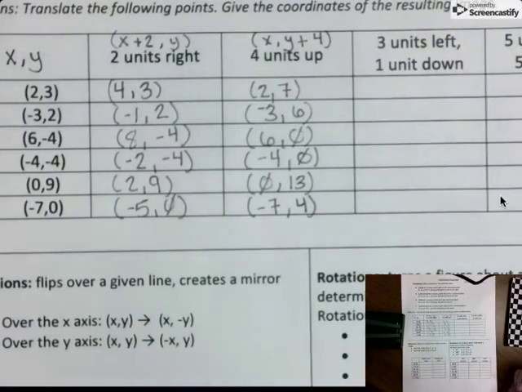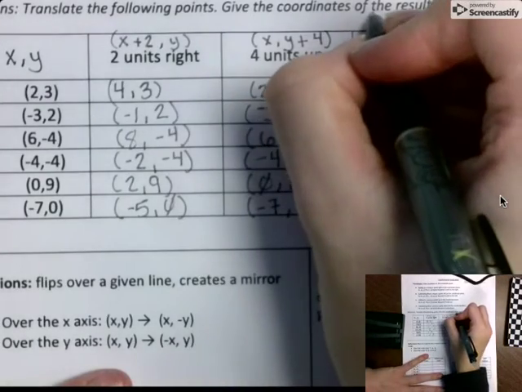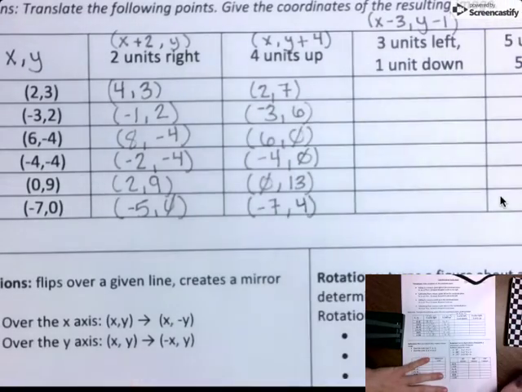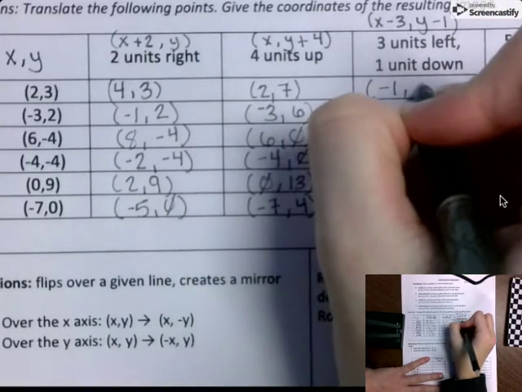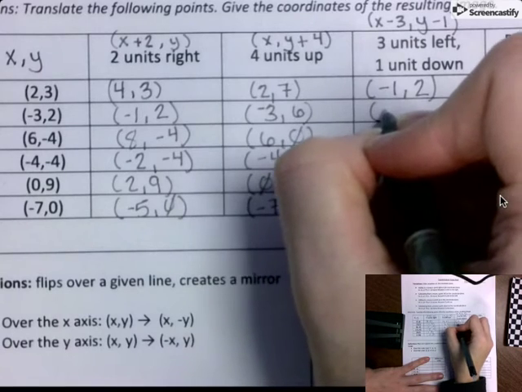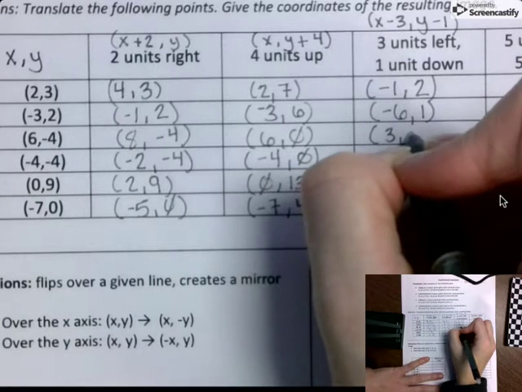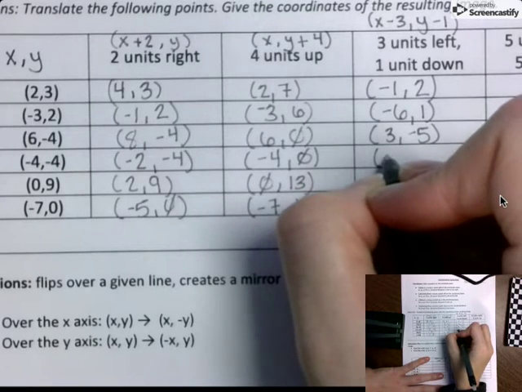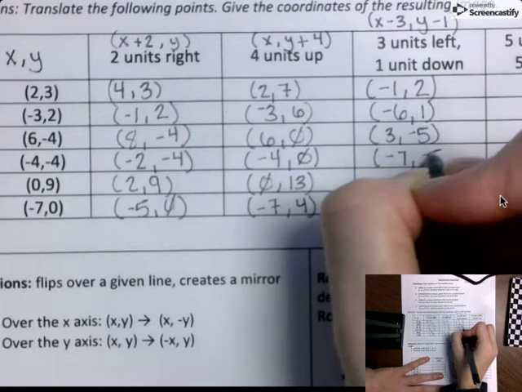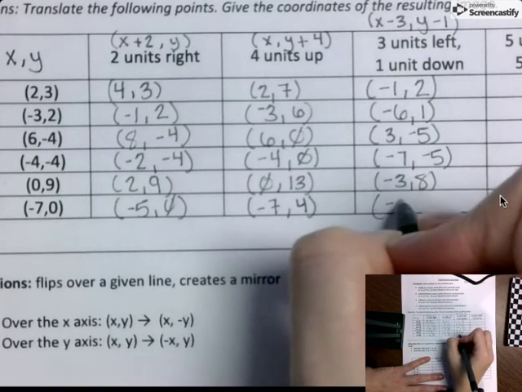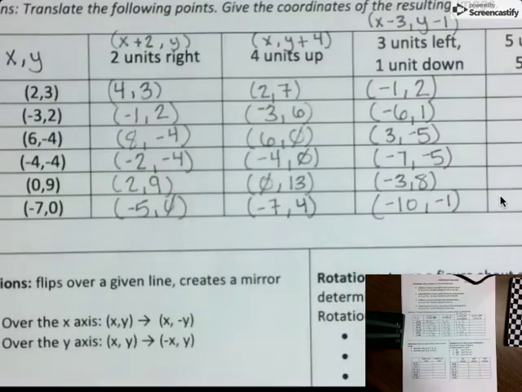Okay? Now the next one, we're touching both the x and the y. So if it's 3 units left, that means x minus 3, and 1 unit down means y minus 1. So 2 minus 3, negative 1. 3 minus 1, 2. -3 minus 3, negative 6. 2 minus 1, 1. 6 minus 3, 3. -4 minus 1, negative 5. -4 minus 3, -7. -4 minus 1, -5. 0 minus 3, -3. 9 minus 1, 8. -7 minus 3, -10. 0 minus 1, -1. Okay? And then I'm not going to worry about the last column, but that's all that you're doing.